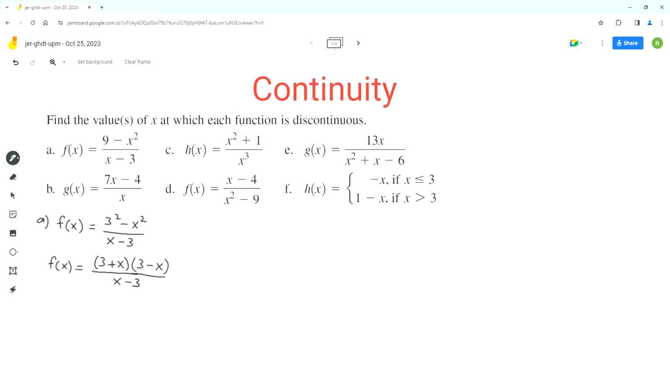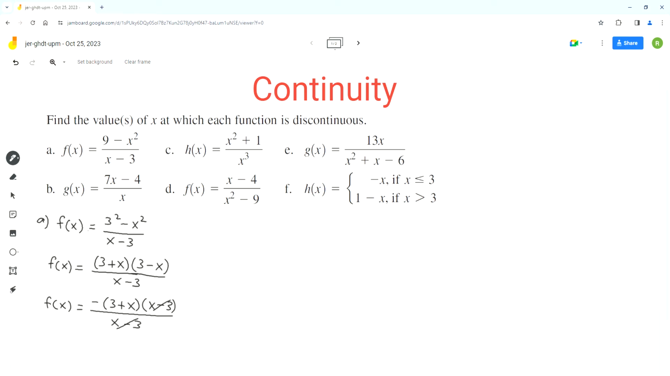Now the expression in the numerator, 3 minus x, can be written as negative (x minus 3), which is in the denominator, if we factor out a negative sign from that parentheses. So we get f of x equals negative (3 plus x), the first parenthesis stays the same, then (x minus 3) over (x minus 3). We can cancel out the x minus 3 from the numerator and the denominator.